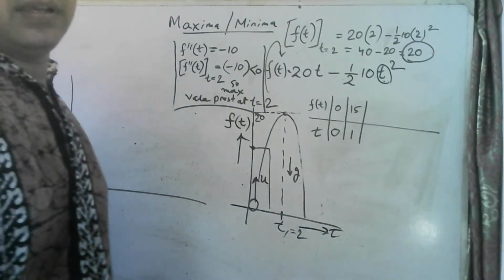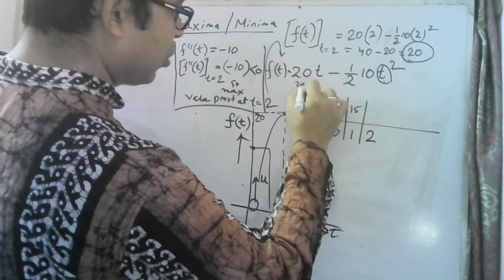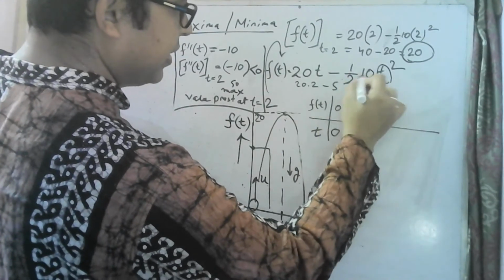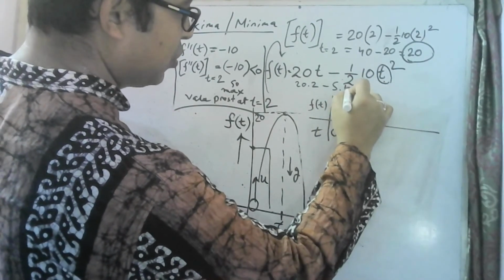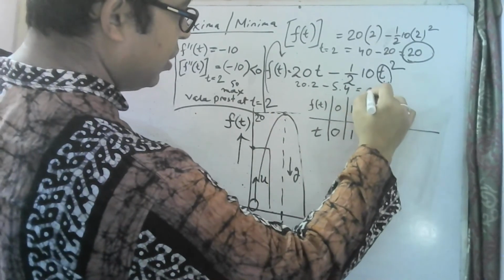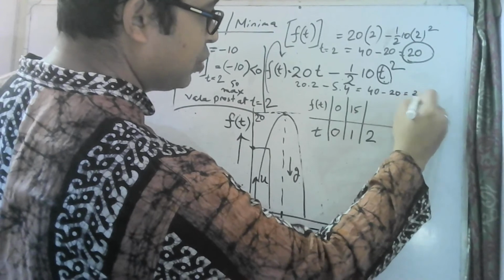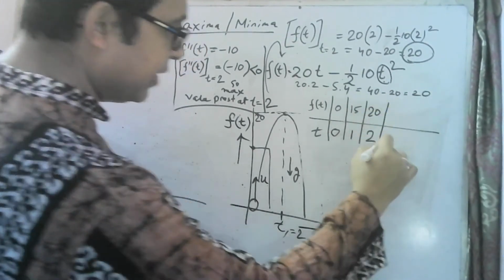And if the value is 2, then 20 into 2 means 40, minus this is 10 by 2, 5 into 2 squared. 2 squared means 4. So this will be 40 minus 20. So this is 20. So at 2 the value is 20.